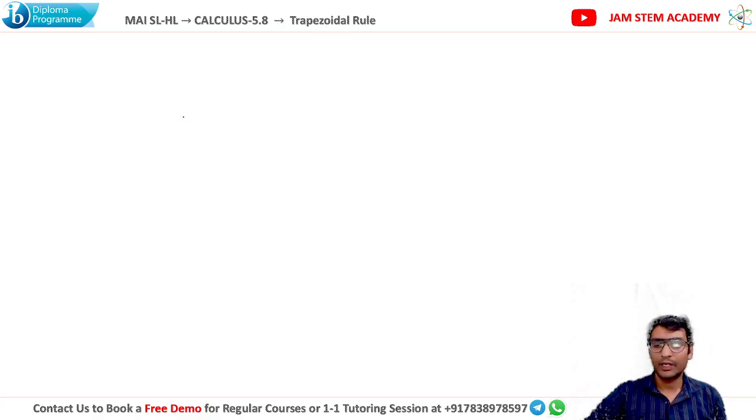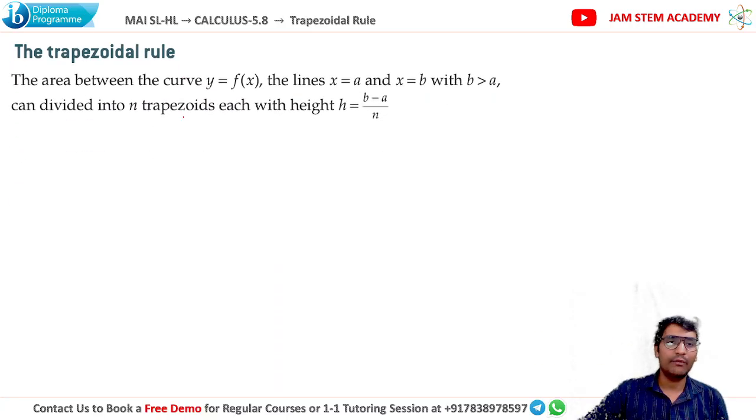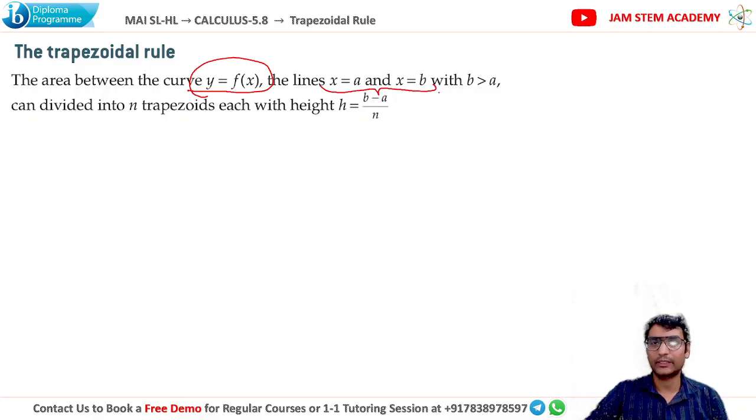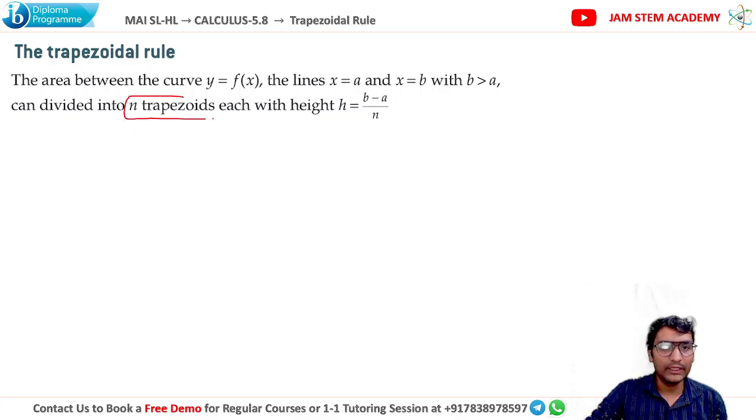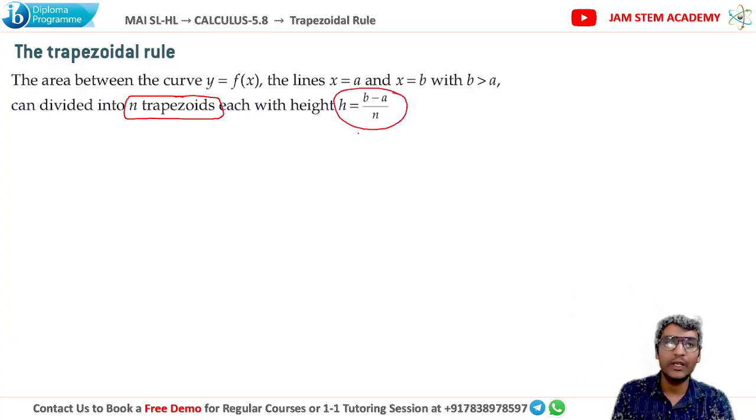Okay, so let's talk about the trapezoidal rule first. Basically, if we have to find the area between the curve y equals f(x) and the lines x equals a to x equals b, where b is greater than a, then we divide that area into n trapezoids, and the width of each trapezoid is given by (b minus a) over n, where n is the total number of trapezoids we need, b is the upper limit, and a is the lower limit.